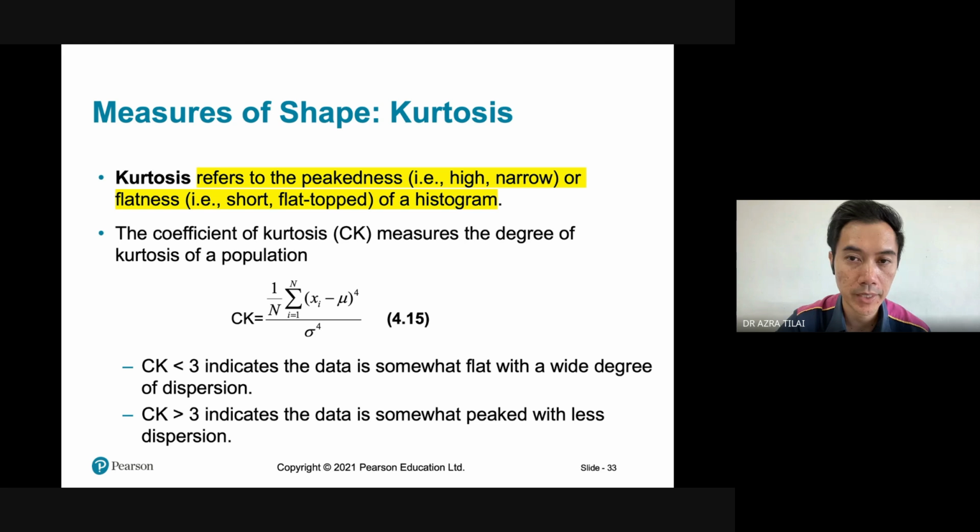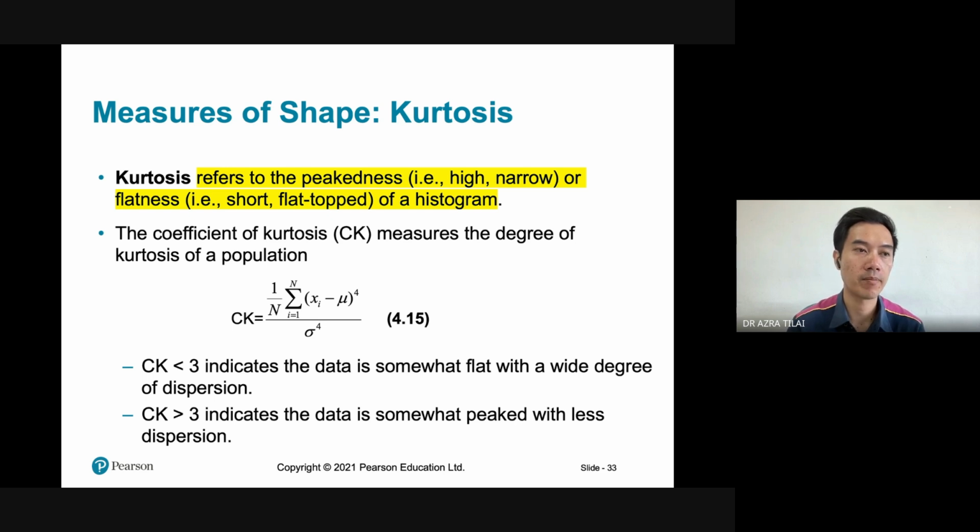Kurtosis refers to the thickness, high, narrow, or flatness of the histogram. Less than 3 of kurtosis indicates the data is somewhat flat with wide degree of dispersion, and more than 3 will indicate the data is somewhat thick with less dispersion. So if you were to shoot an arrow and you get a very sharp histogram, that means the peak is very high, and there's no tail. That means you are very accurate, because you shoot at one point.